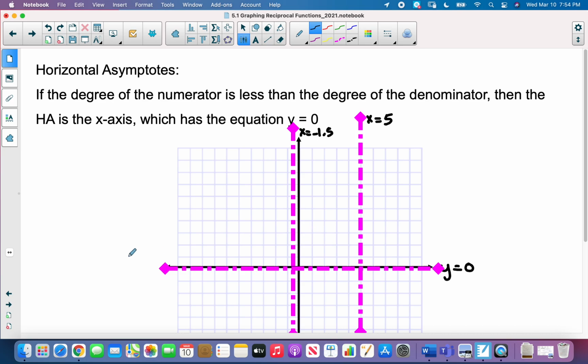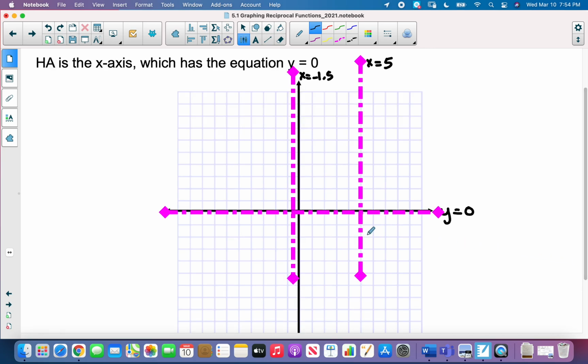All right, you have your two vertical asymptotes. And then you're going to try to graph the reciprocal function. What we're going to find is that the function is going to be something like this, and over here it's going to have this shape, and over here it's going to be like this.